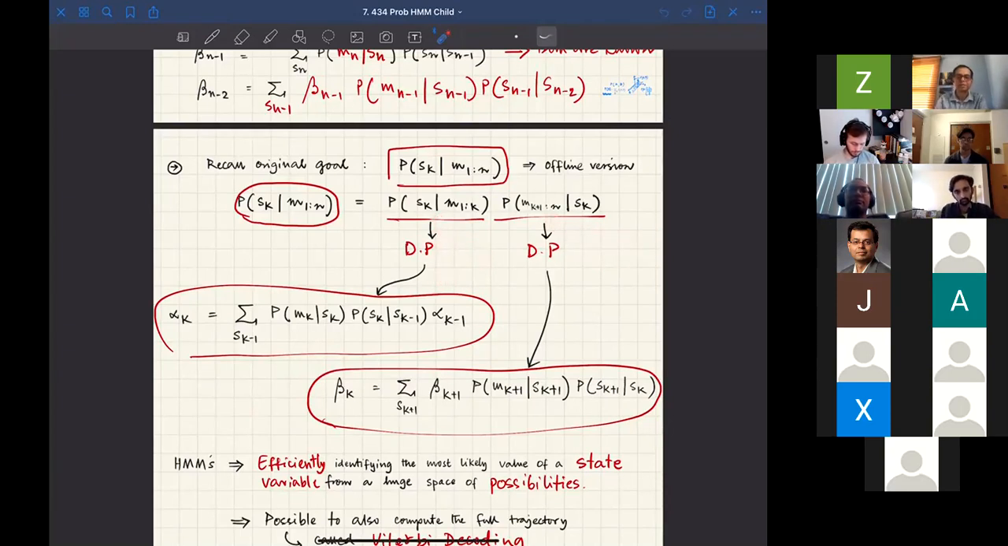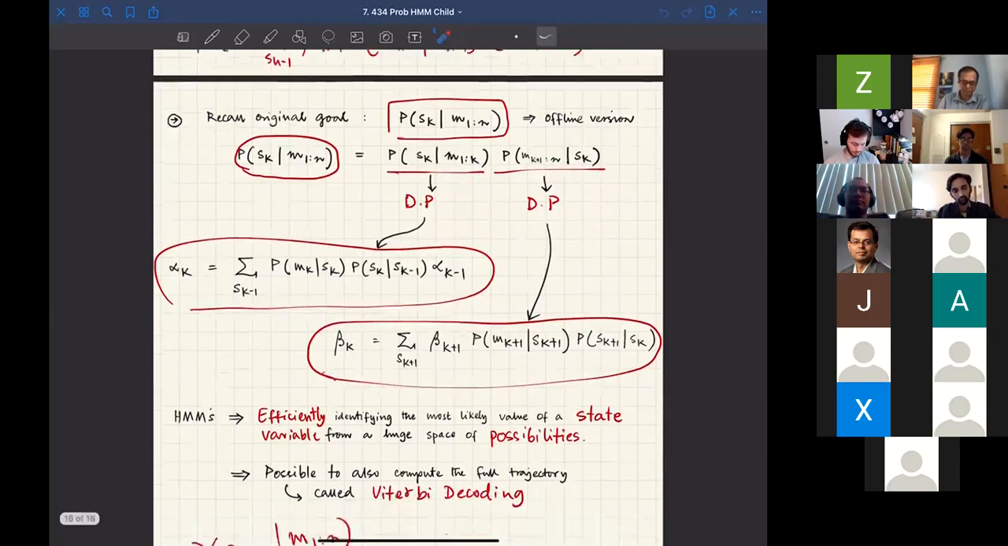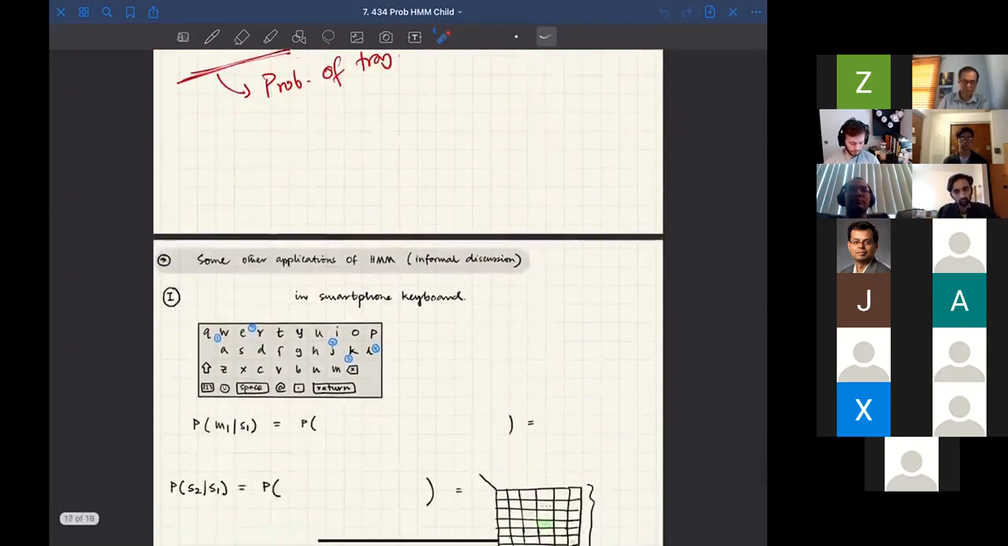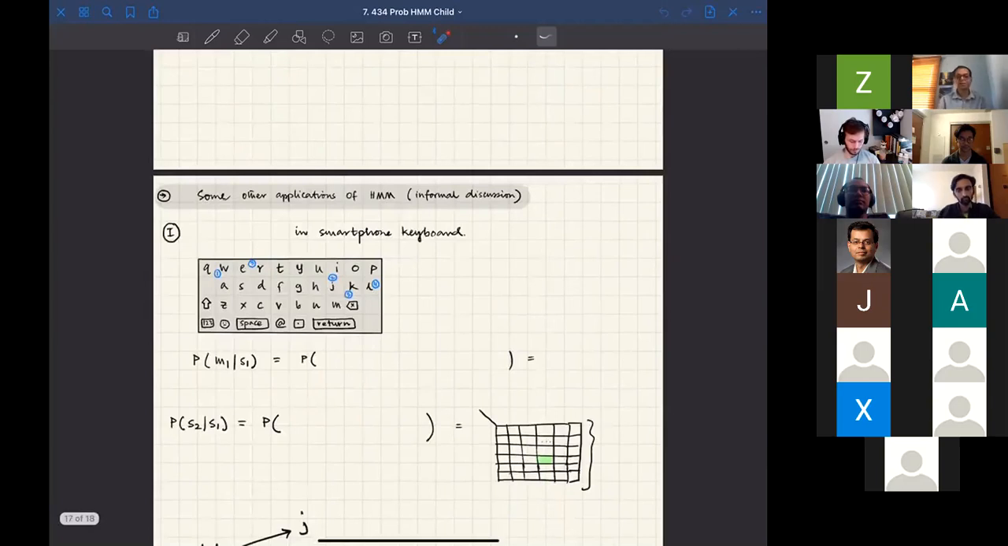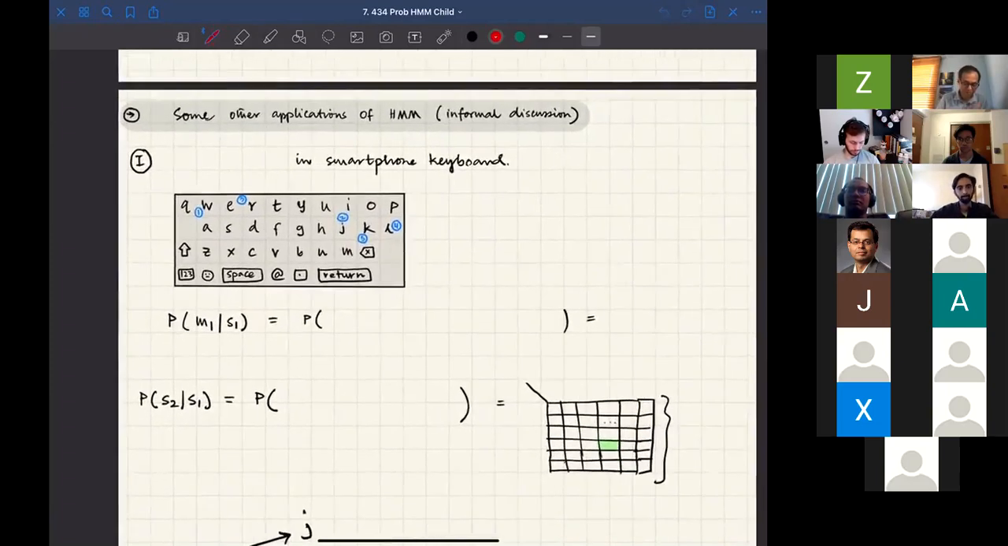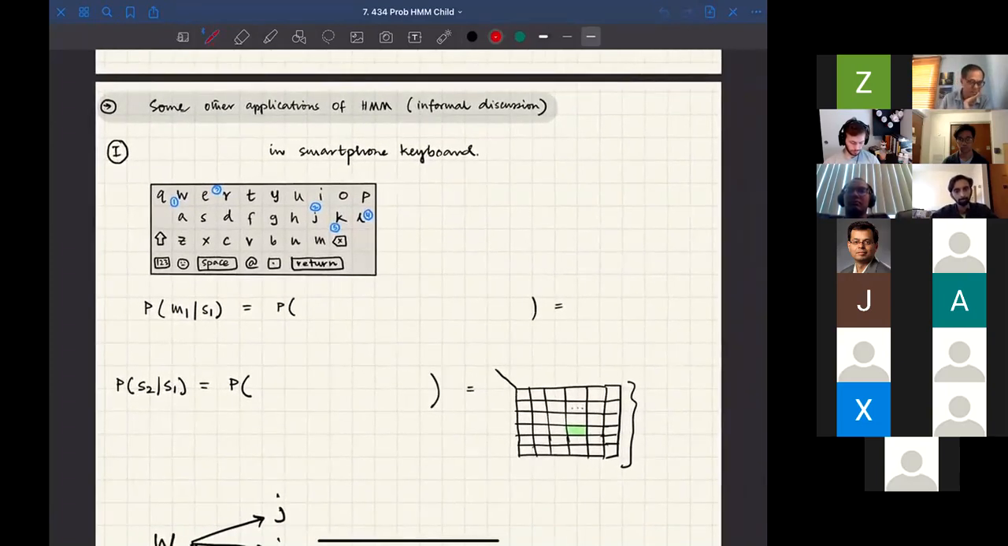Other questions? Okay, if not, let's look at a few other fun applications. In fact, like I was saying the other day, there's just a huge number of applications of HMMs. You use it every day, you just don't realize maybe. So let's look at a couple of them. Some other applications of HMM. This is an informal discussion. We are not going to do the math, but I think you'll understand the math completely now.